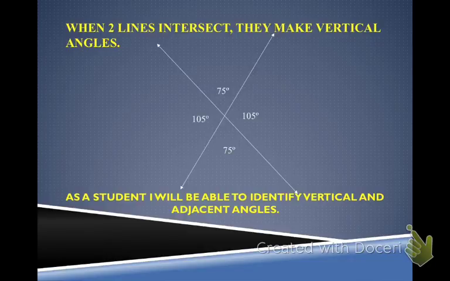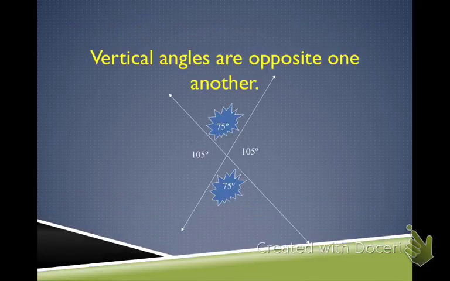So what happens is we get what we call vertical angles. And vertical angles are really cool because they're opposite one another. But not only are they opposite one another, they're also congruent. So what you need to write for your definition and for your graphic organizer is vertical angles are opposite one another and congruent, which you will see in this next video.